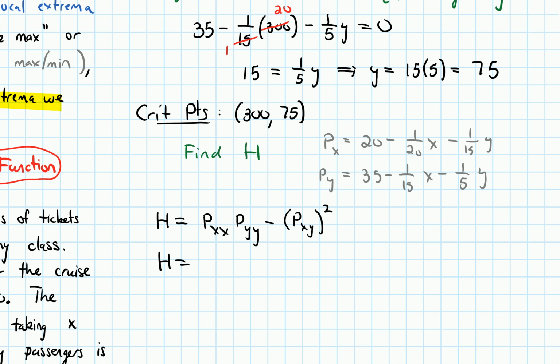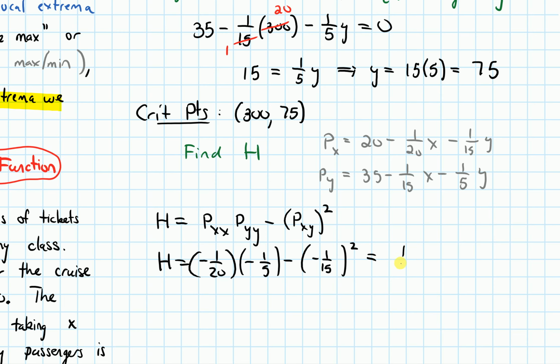For pxx, I look at px, the partial with respect to x, and take the partial one more time with respect to x. That gives me negative 1/20. For pyy, I look at py and take the partial one more time with respect to y, and that will give me negative 1/5. For pxy, if I do it in this order, I look at px and then take the partial of that with respect to y, which gives me negative 1/15. By Clairaut's theorem, the order shouldn't matter. So if I had looked at py instead, and then taken the partial of that with respect to x, I would have also gotten negative 1/15. That's kind of nice.